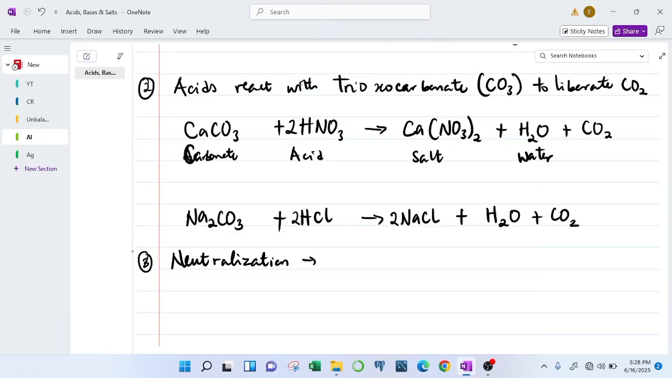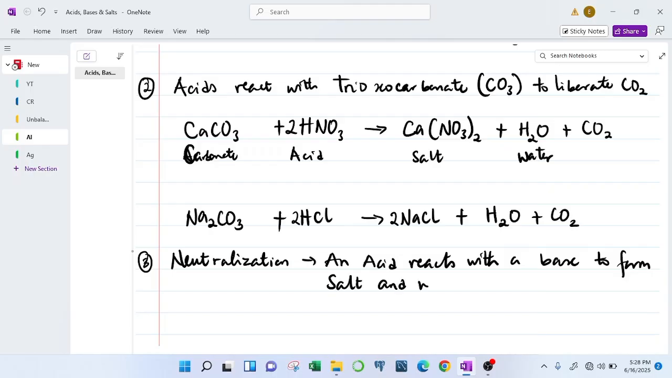And what's neutralization? It is that an acid reacts with a base to form salt and water only. It is key to always place in the word only, because I once came across a question, and the question was, why is a carbonate not a base?